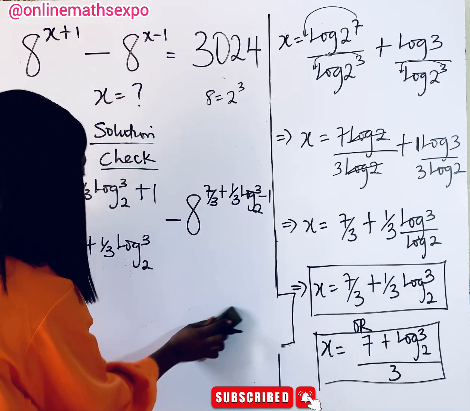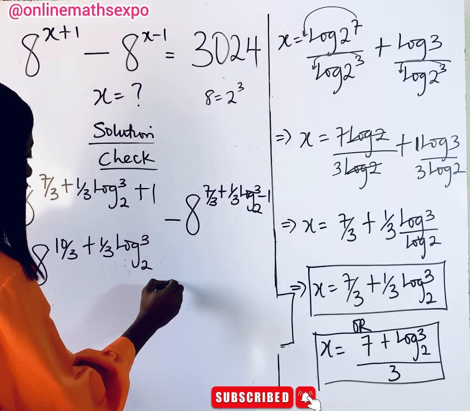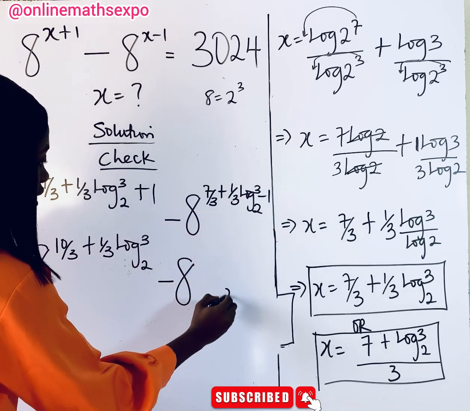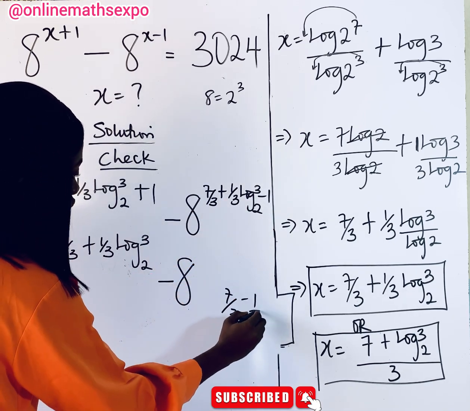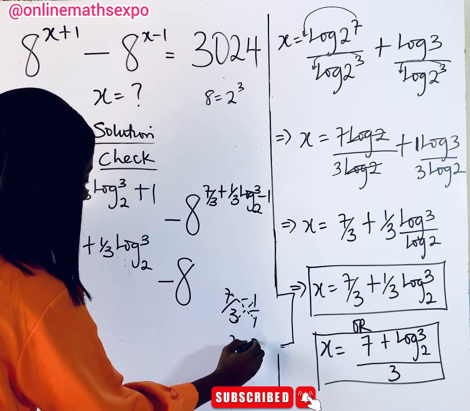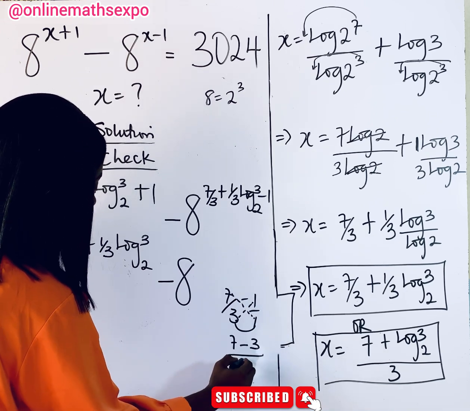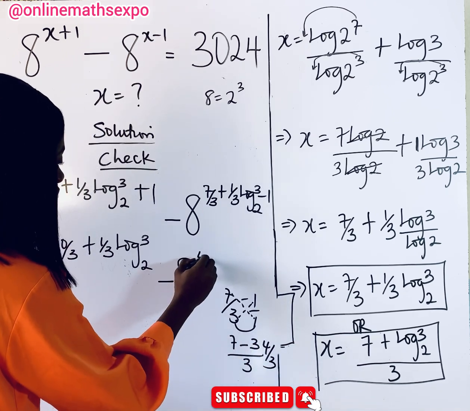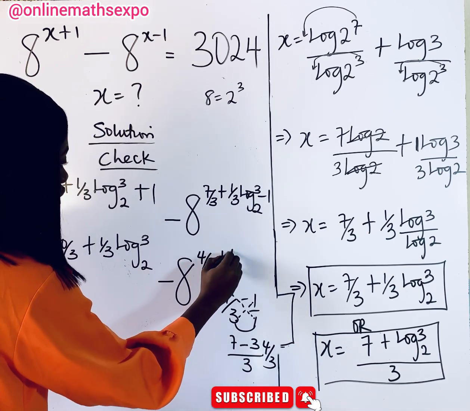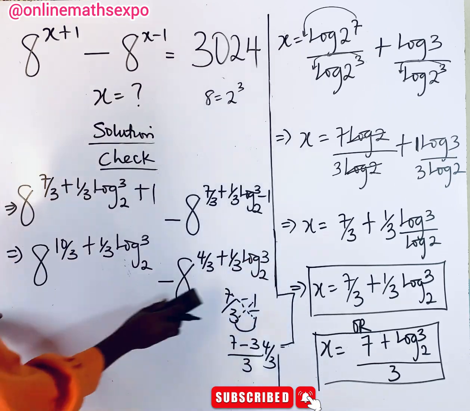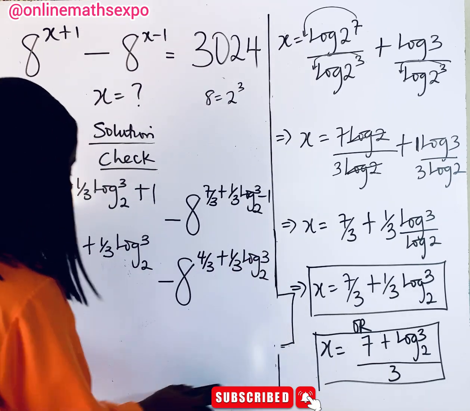Now let's also do same here. So we're going to have minus 8. Then this minus this, okay? 7 over 3 minus 1 over 1. Just use this to multiply. Use this to multiply, you have 3. Also multiply the denominator. It will give you 4 over 3. So we have 4 over 3 plus 1/3 of log of 3 base 2. Interesting. Now let's keep simplifying.